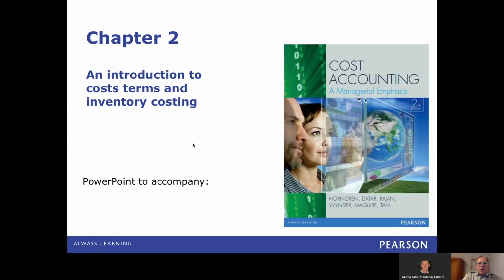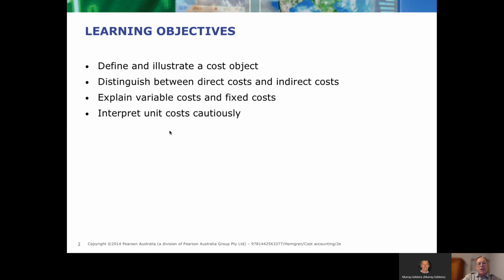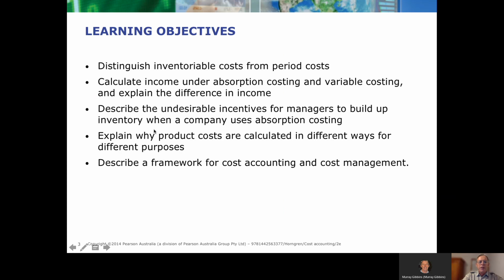So here we go. We're introducing cost terms. We've just got to get our heads around a few definitions and distinctions there. So let's launch in and see what we can discover tonight. We'll be looking at a cost object. What is a cost object? Try to work out the difference between direct costs and indirect costs. Also be able to distinguish between variable costs and fixed costs. And also work out when it is appropriate to use total costs and cost per unit. How would you do that?